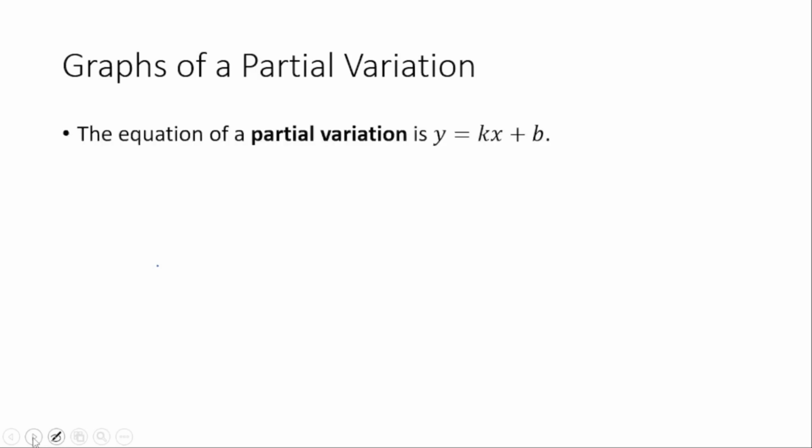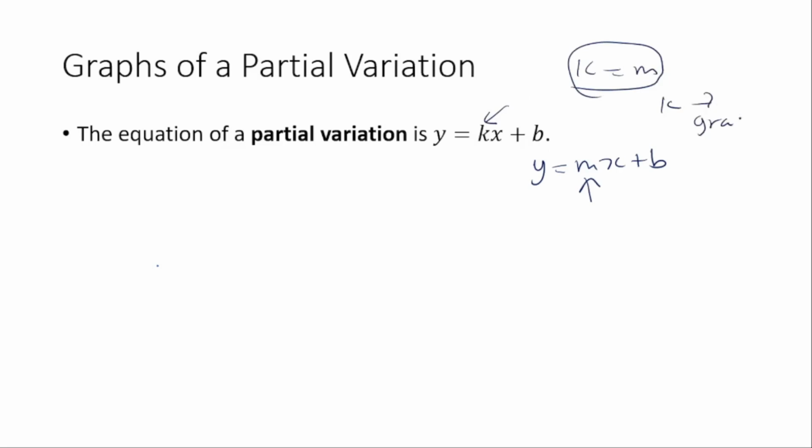Yes. Graphs of a partial variation. We were talking about a partial variation in the last lesson. Check it out if you haven't. We said that this type of graph has an equation of the form y is equal to kx plus b. We can put a k or m there. I know in the previous one we had y is equal to mx plus b. m is the gradient, k is the constant of variation. k is equal to m. So k is the gradient. That's what we said. b is the fixed part, which is the y-intercept.